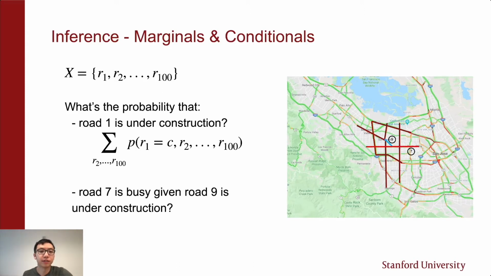We might also be interested in the question, what's the probability that road 7 is busy given road 9 is under construction? And this conditional probability might be expressed as two marginals. So for both the numerator and the denominator, we need to integrate out over a whole bunch of variables, and this is also intractable. So in general, if we only have access to the density of our distribution, computing marginals and conditionals can be difficult.